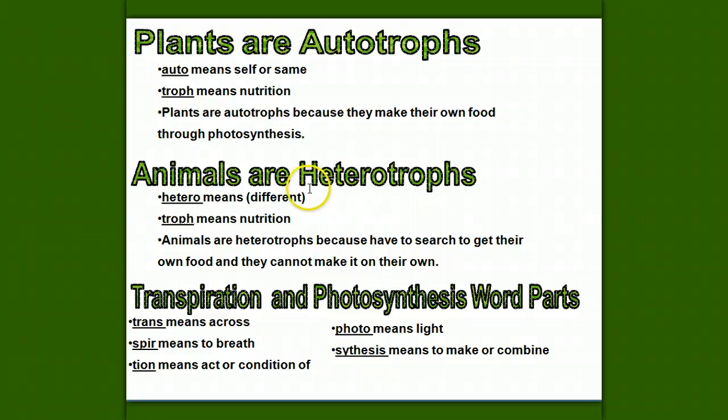Hunter starts with an H. Heterotroph starts with an H. Heterotrophs cannot make their own food. They have to go hunt for it, gather it, be the predator or the prey. Or like humans, we just go to the store and buy our food at Food Lion.